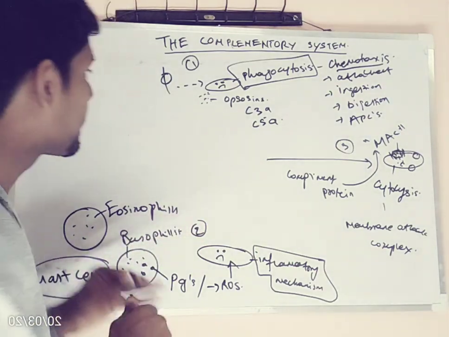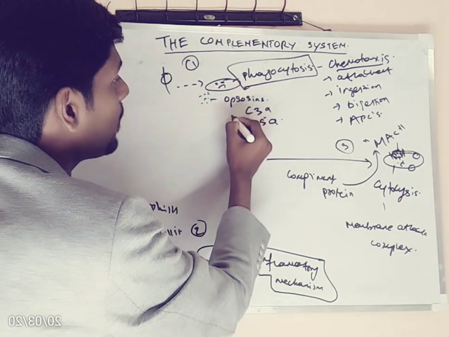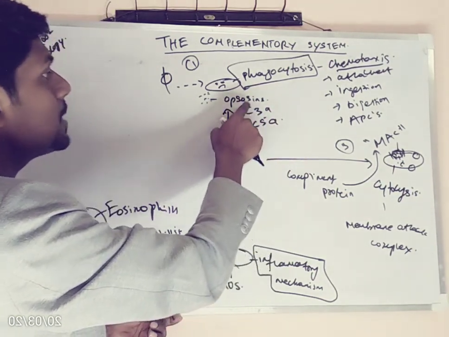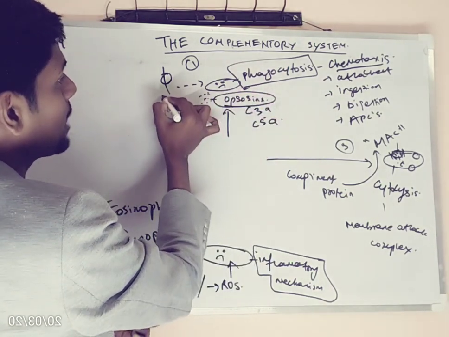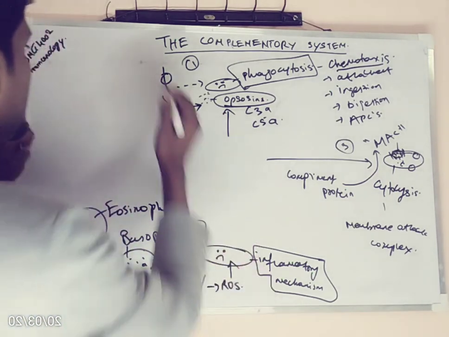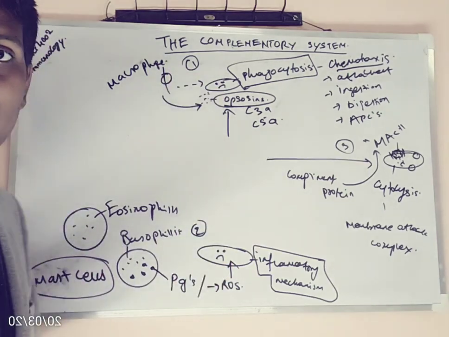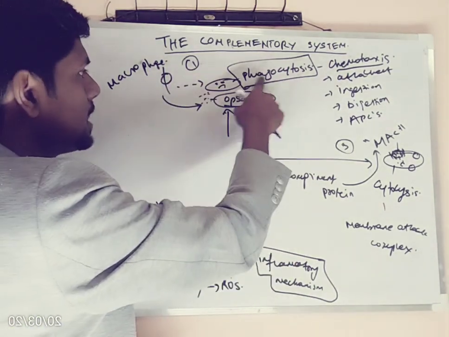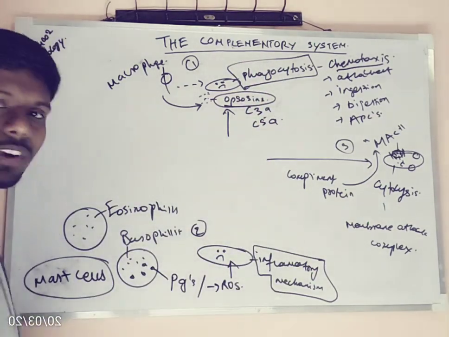So this phagocytosis is mediated by these complement proteins C3A and C5A. The C3A and C5A will act as opsonins. By these opsonins, macrophages will get attracted towards the site. By the way, this symbol stands for macrophage. This I already discussed. So with the help of C3A and C5A, opsonization happens. I mean phagocytosis happens. Then what about inflammation?